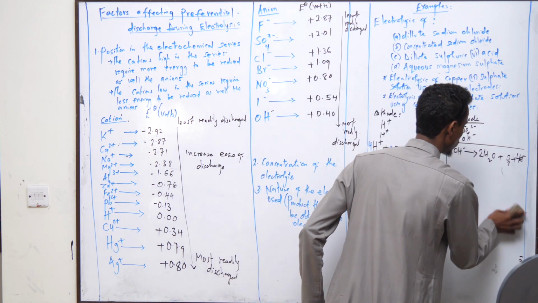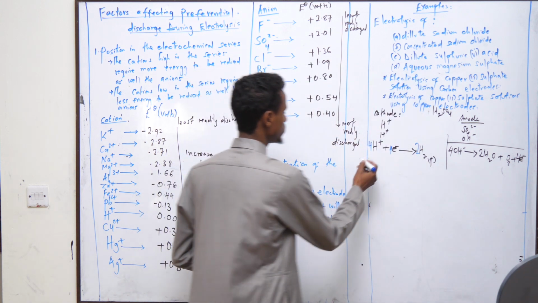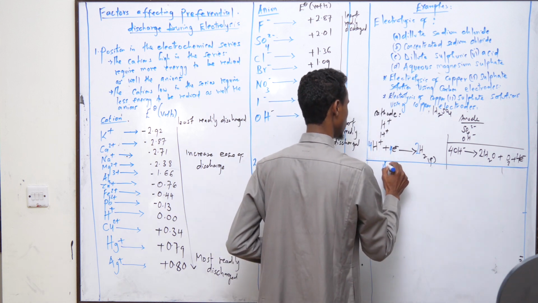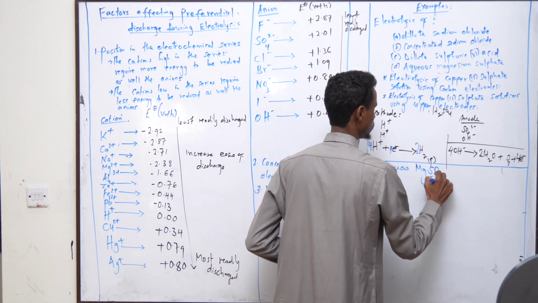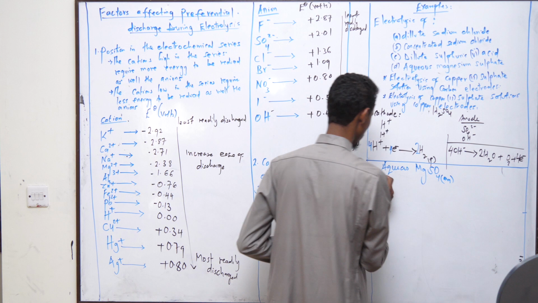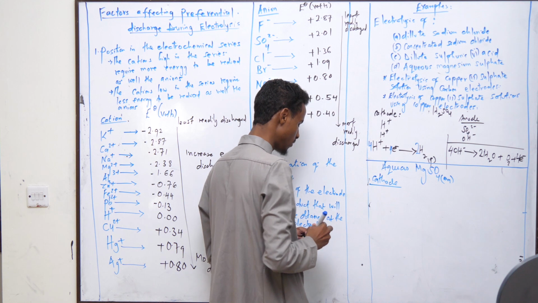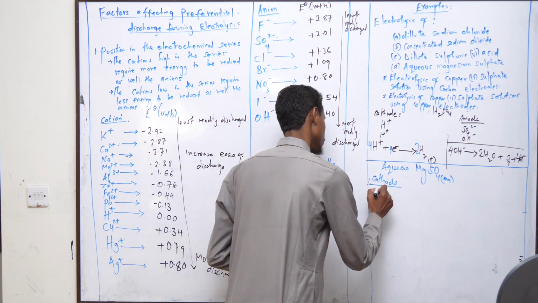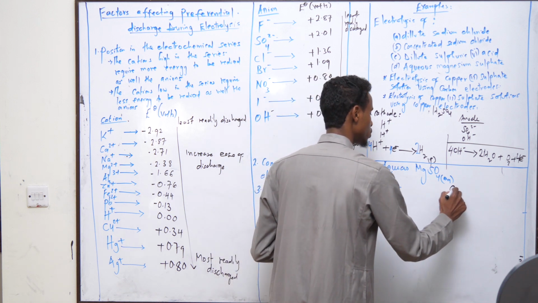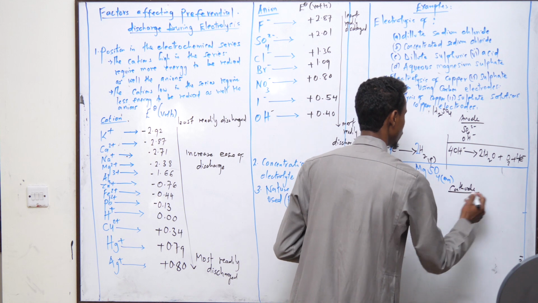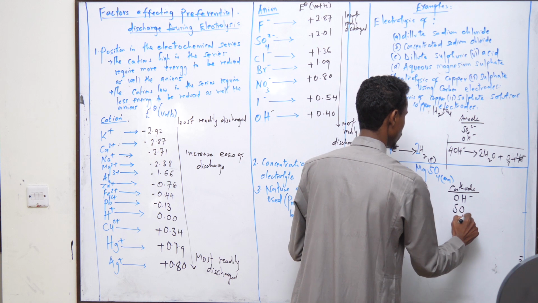Let's see what will be formed when aqueous magnesium sulfate is electrolyzed. Now we have the cathode. At the cathode we will be having magnesium and hydrogen. At the anode we will be having hydroxide as always. We will also be having the sulfate.